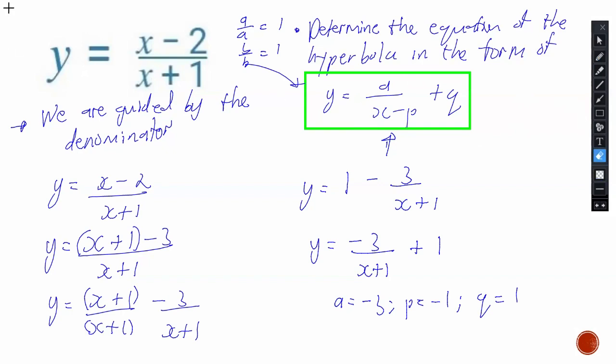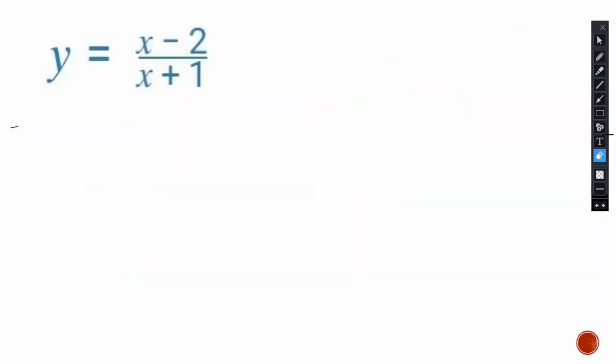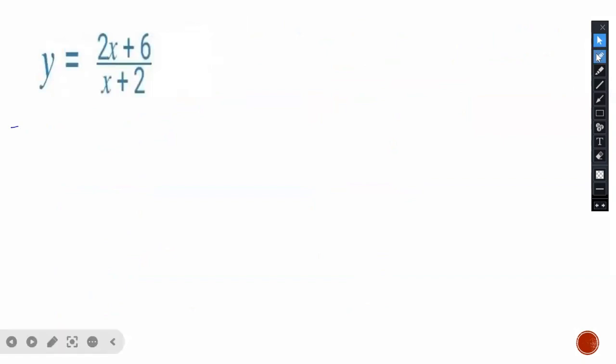Now, because the purpose of these lessons is for mastery, let's see another question that is similar to that and see if we can tackle it. Right, so now we have something that looks a bit complicated. It's y is equals to 2x plus 6 over x plus 2. Again, remember, we are being guided by the denominator. So everything that we are doing here is being guided by the denominator. We are trying to manipulate the numerator so that it looks more like the denominator.